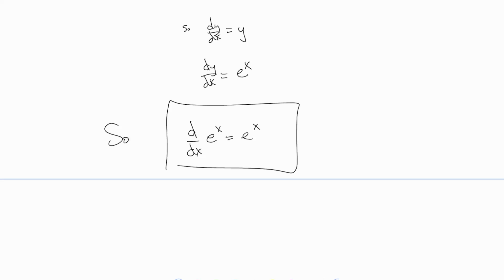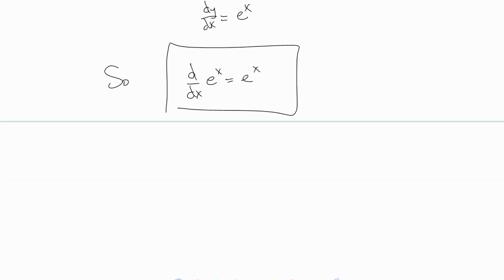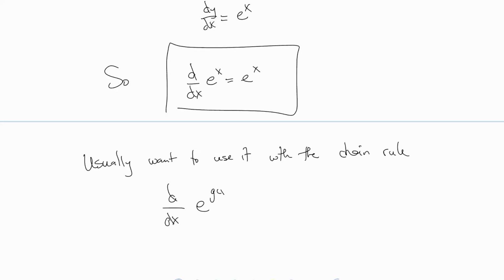More often, this by itself is not terribly useful because usually you have a more complicated thing involving e's. So more likely, we usually want to use this with the chain rule. And as usual, our book has a formula written out for that. So if you had some other stuff inside of the e, you would have to use the chain rule. The chain rule says you do the derivative of the outside thing first, which is the e. Now, when you do the derivative of the e, you're just going to get the same thing again.